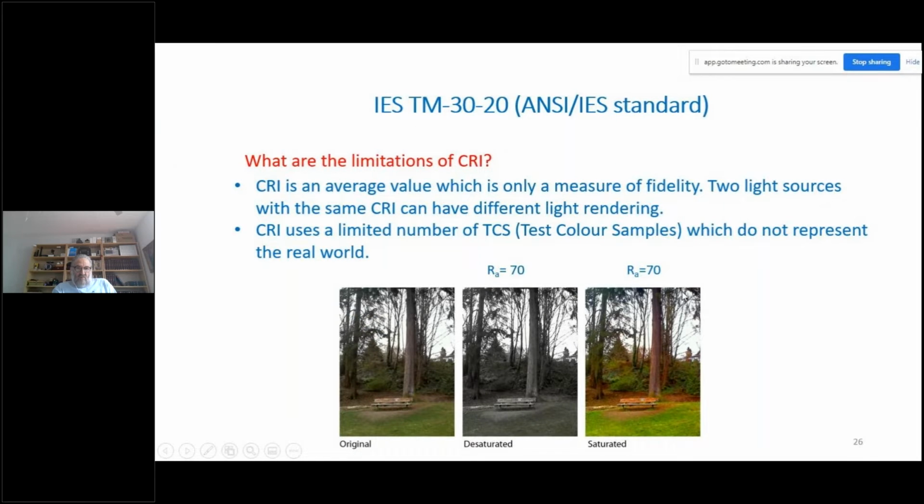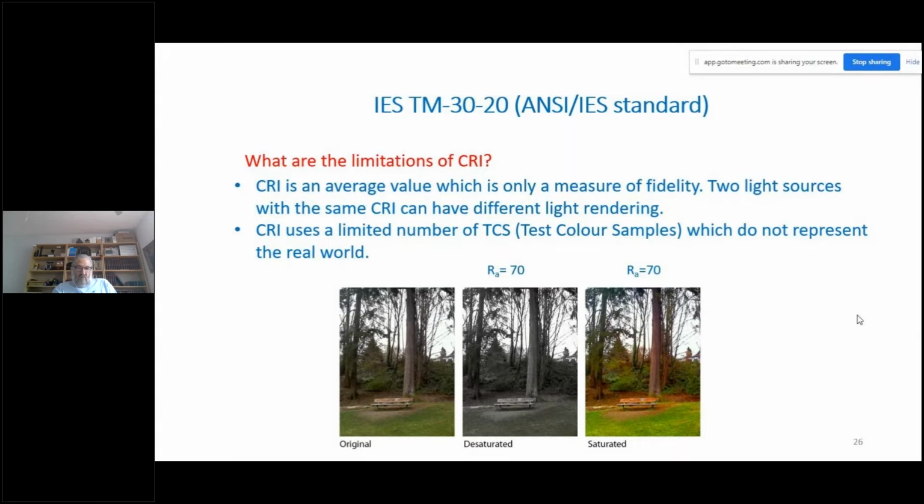Now we go to the IES TM-30-20, which is an ANSI IES standard. And trying to understand why this new standard was created, why we couldn't continue with the CIE's standard. So you can see three pictures here. This is the original, this is a desaturated, and this is a saturated picture. And according to CIE, both of these have Ra of 70. This is a CRI index. So the CRI index is just an average value which shows a measure of fidelity.